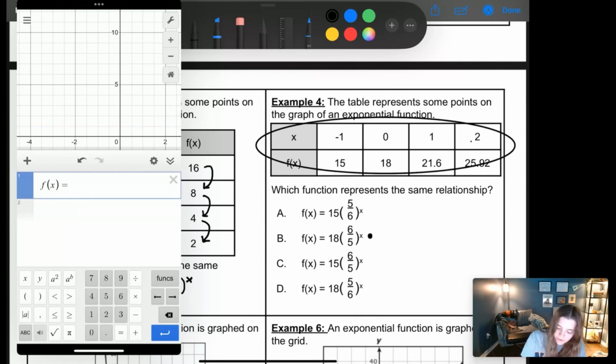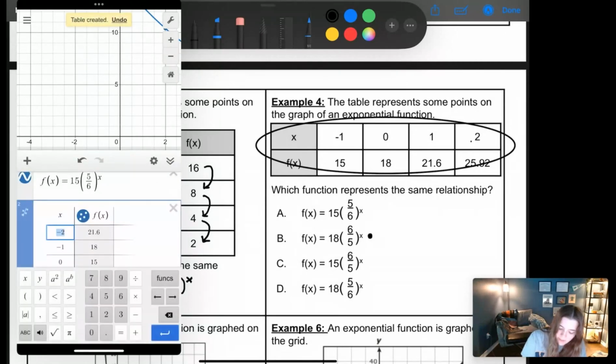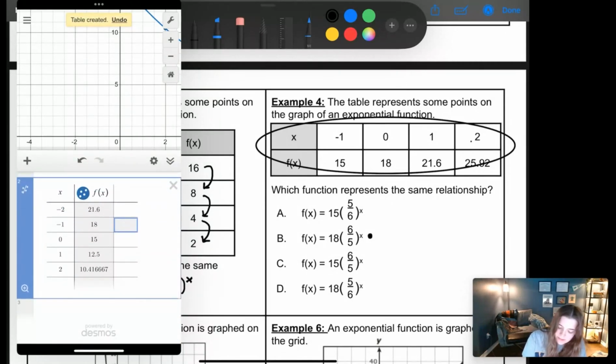So let's try A, for example. I would try 15, parentheses, 5 over 6, close parentheses. Nope, sorry, not there. Make sure you go out one because we don't want it right there. We want it out here, to the power of x. I'm going to hit the settings button. I'm going to hit table. Notice, this is different. I don't go from 18 to 15 to 12 to 10. That is not what this table is doing, so A cannot be the correct answer. B has to be it, okay?